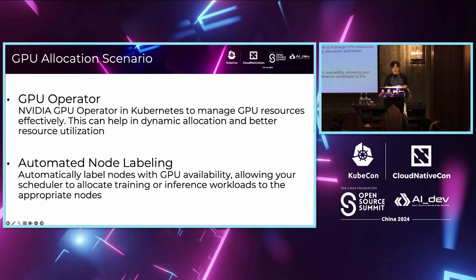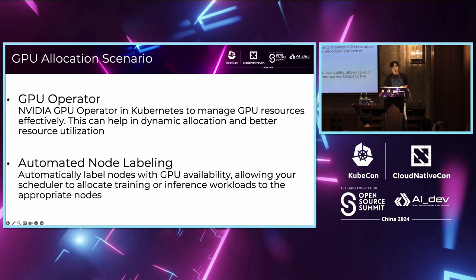There are tools like the GPU operator and automated node labeling from Kubernetes. Fortunately, Kubernetes also has ways to allocate GPU resources for your AI workload. GPU operators in Kubernetes help us manage GPU resources effectively, and they help with dynamic allocation for better resource utilization.